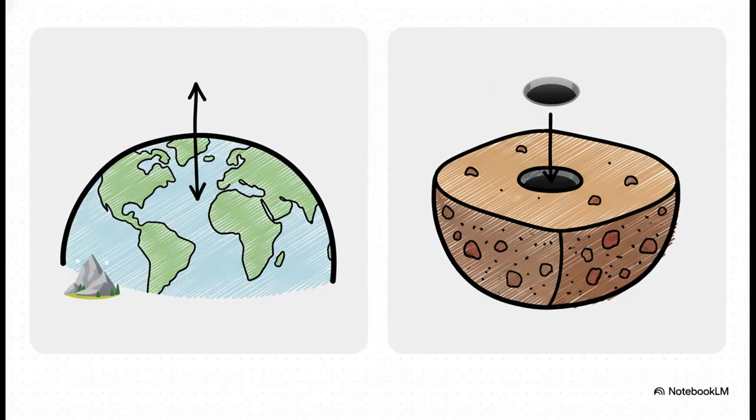So here's the crucial difference. For height, notice that the r plus h term is in the denominator and it's squared. That means gravity weakens really fast as you go up. It's an inverse square relationship. But for depth, look at the formula. It's a simple linear relationship. See the d right there in the numerator? No squares.